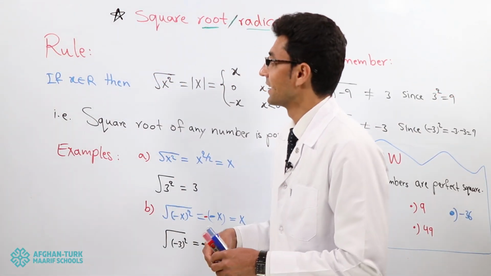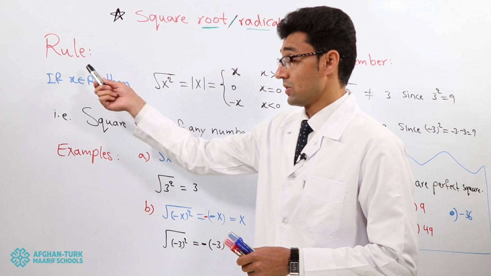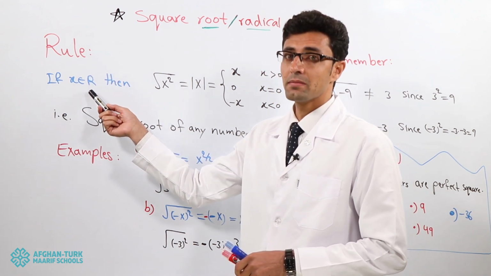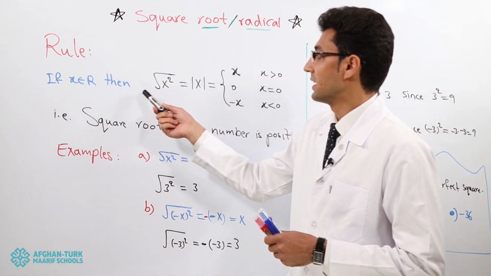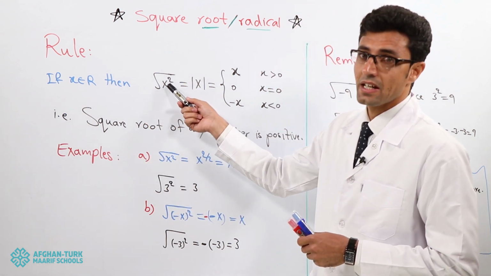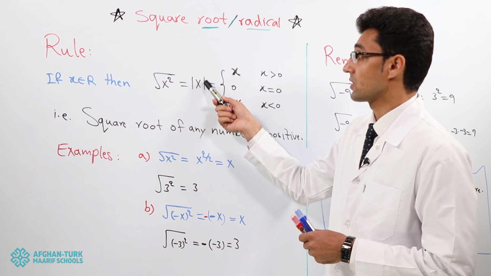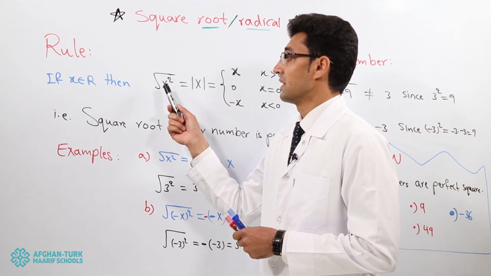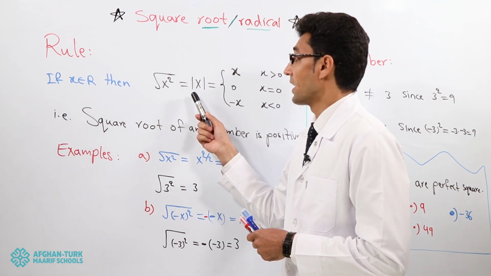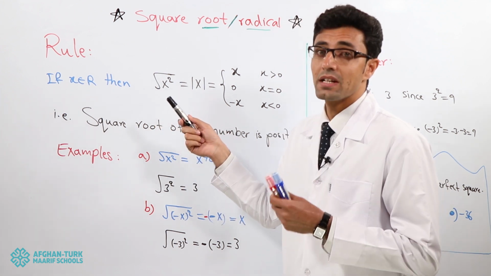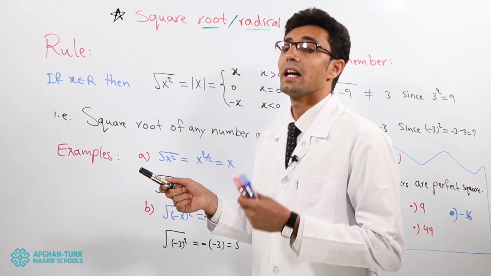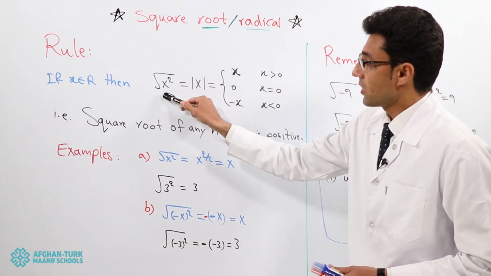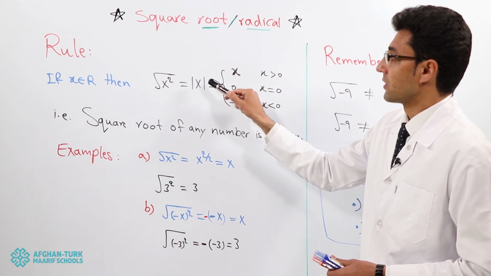Okay, dear students. Now I am going to tell you a rule, which is very important. If x belongs to R, what does it mean? If x is a real number, then the square root of x square is equal to the absolute value of x. What does it mean? It means that the result of the square root is not a negative number. The square root of x square is the absolute value.